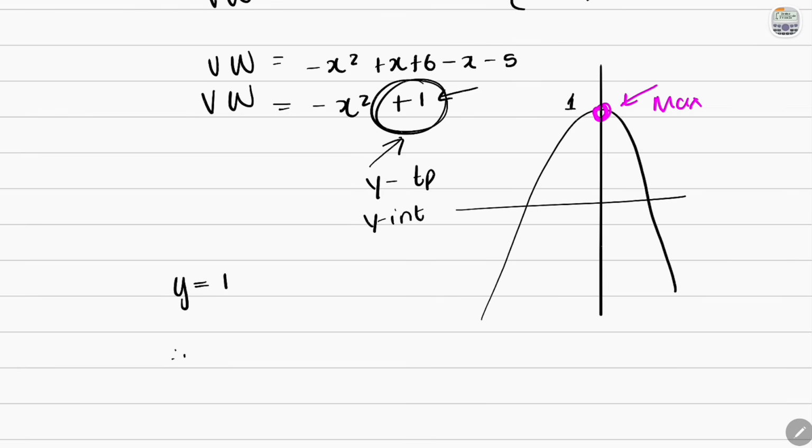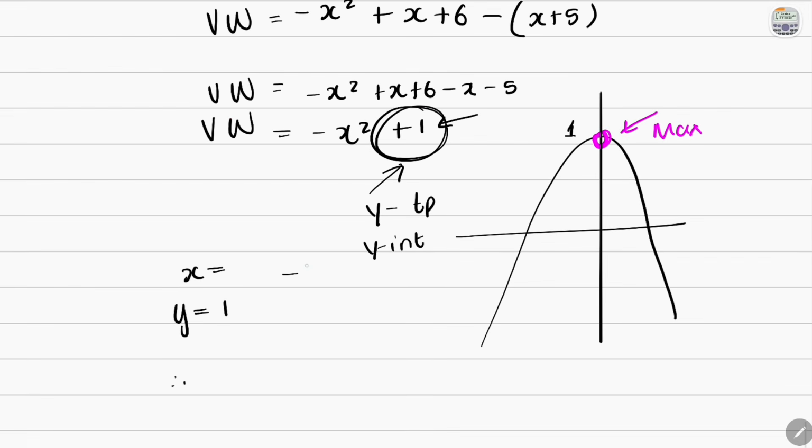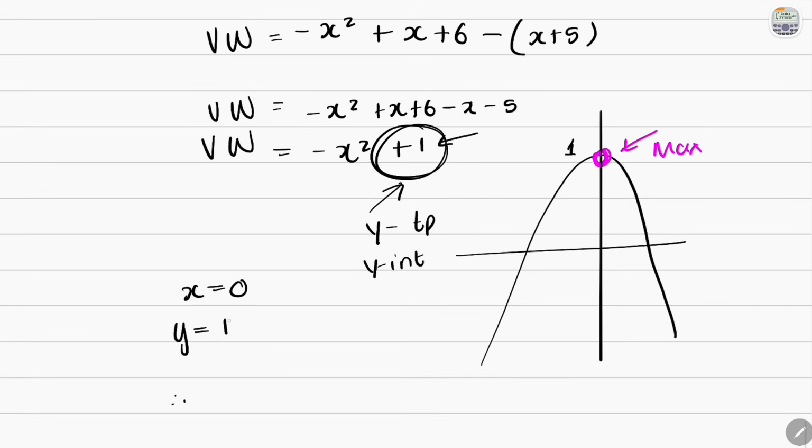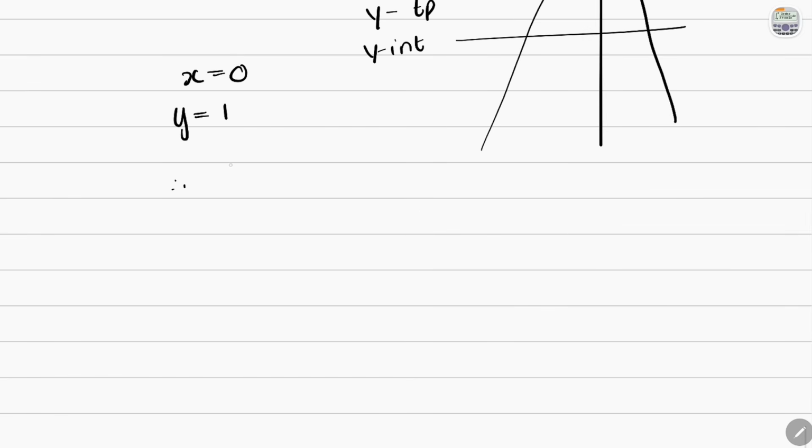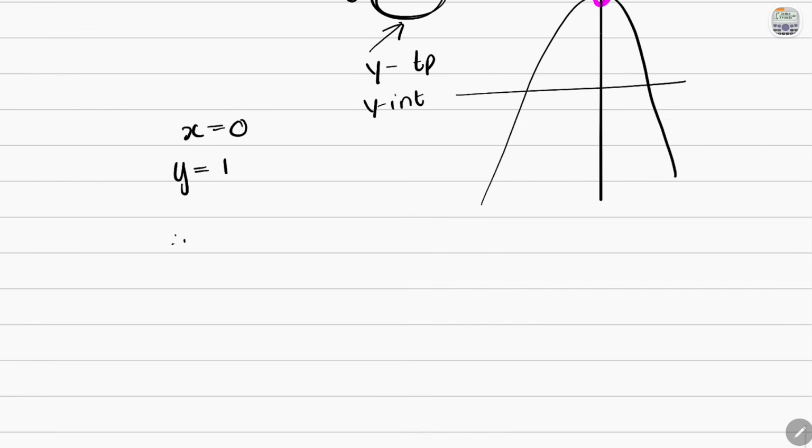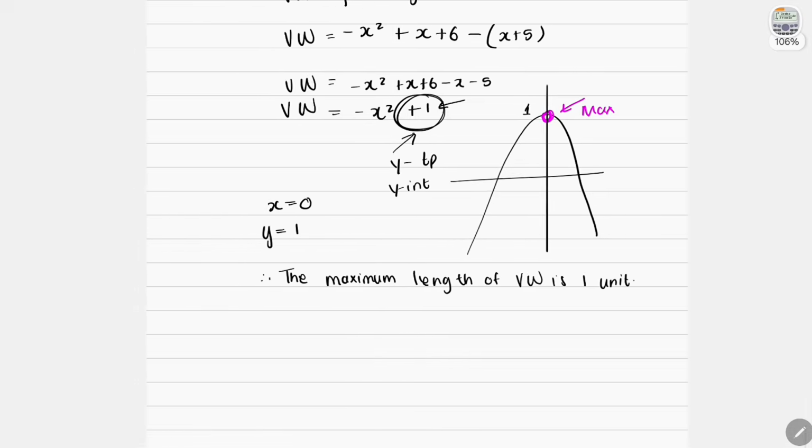You can go through the whole step of finding the x value of the turning point, but you can also do it by observation. You can tell them, I know that the x value of the turning point is 0. If you use negative b over 2a, there's no b value here, so it's 0. Negative 0 over 2 divided by anything, as long as it's not 0, of course. And we can see that the value of a is negative 1. This will still give you 0. So you can put that there, but I know that x is equal to 0, therefore y is equal to 1. So we can finally show them that the maximum length of VW is 1 unit. And that is our answer.